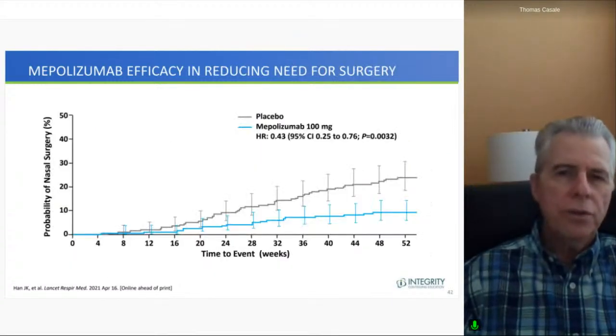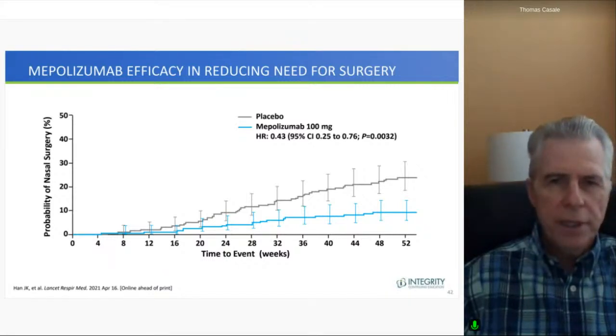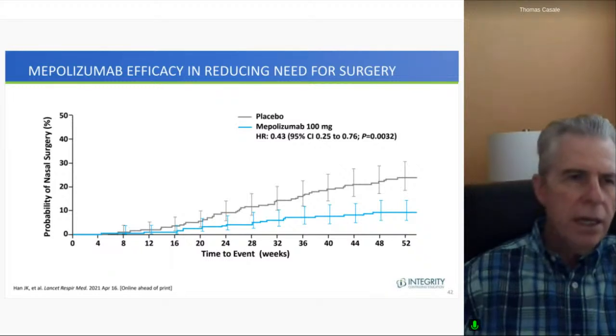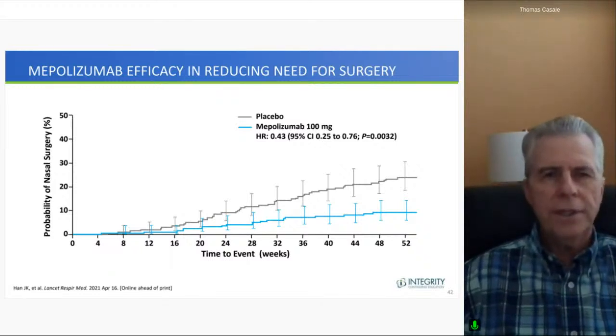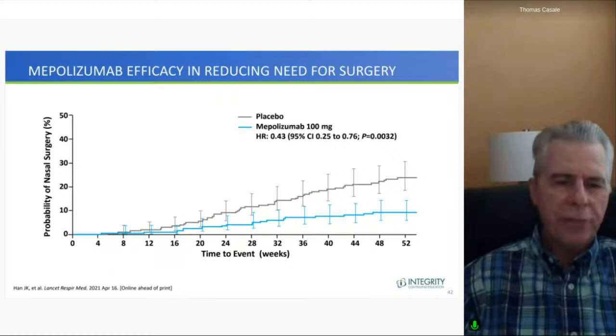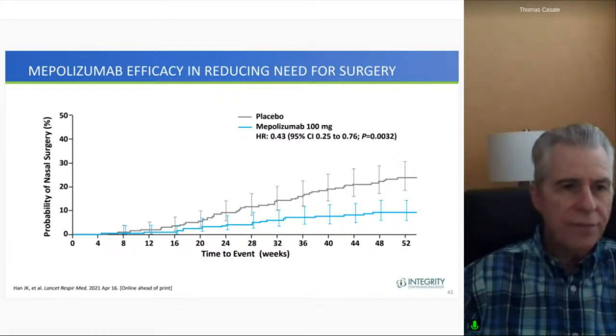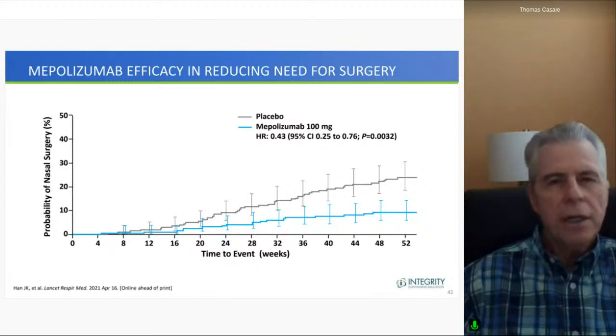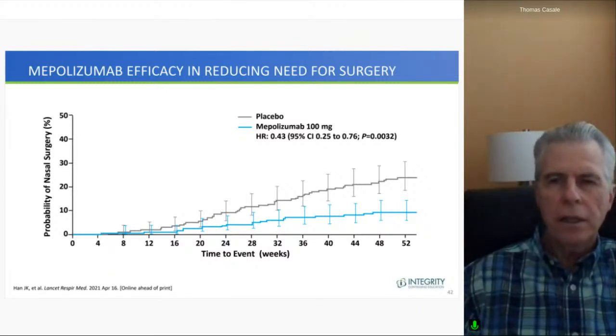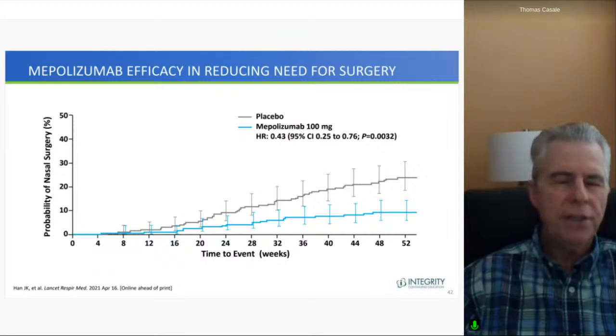Furthermore, in regards to their VAS symptom scores, again, higher in the active versus the placebo group. They too showed a benefit in reducing the need for surgery, albeit not quite as much as what we saw with dupilumab. And interestingly, if you look at the data for mepolizumab, which has not been shown with either of the other two biologics, you actually have a little bit better response in patients with higher blood eosinophils.